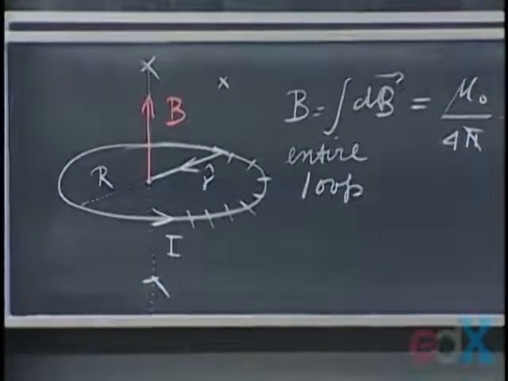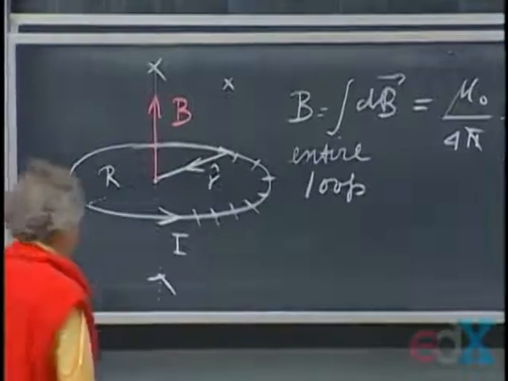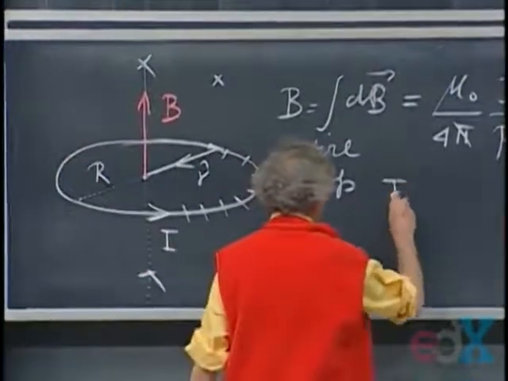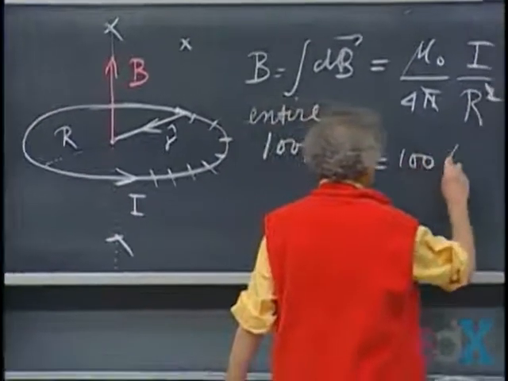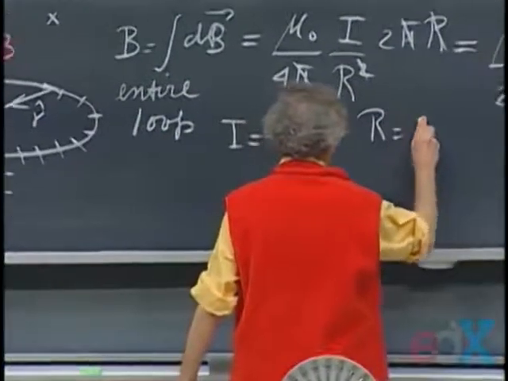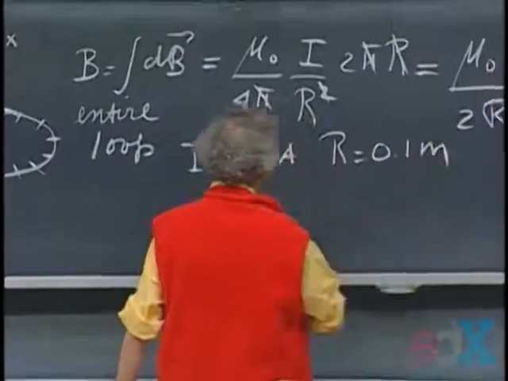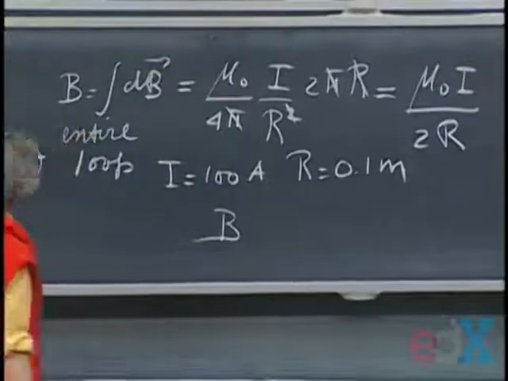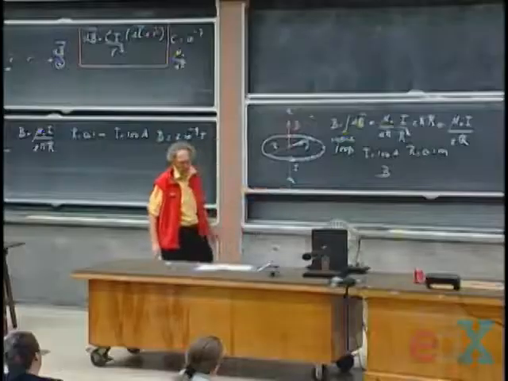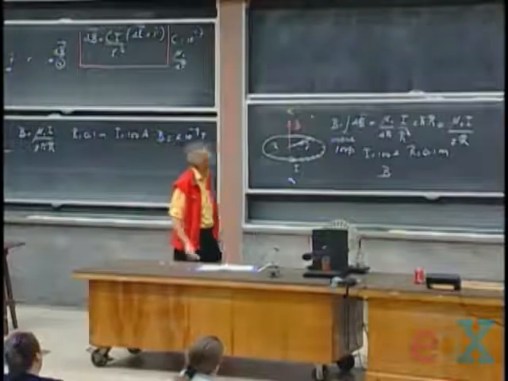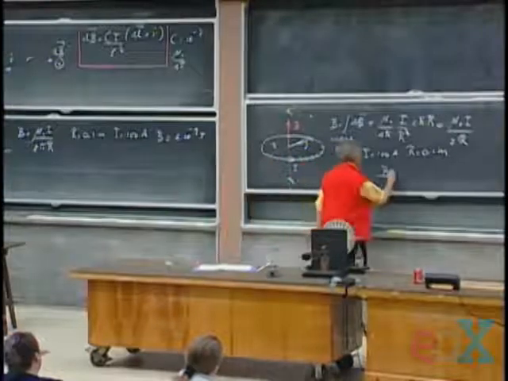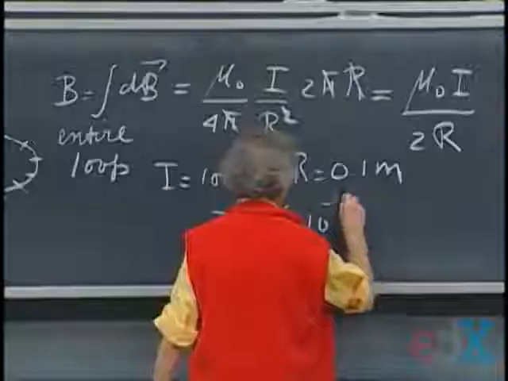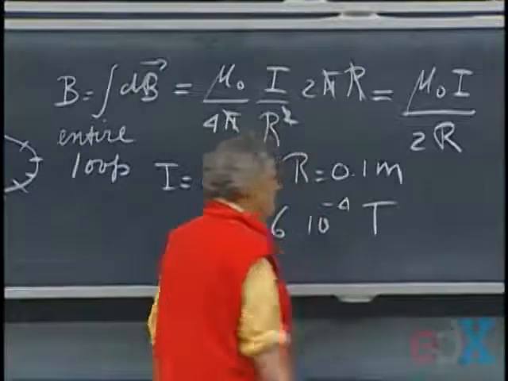So we can go to our same situation. We can take 100 amperes for I, and you can take R equal to 0.1 meters, and then the strength of the B field right at the center of this loop that I found is then 6 times 10 to the minus 4 Tesla. And that would be 6 Gauss.